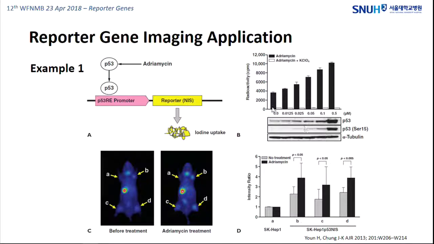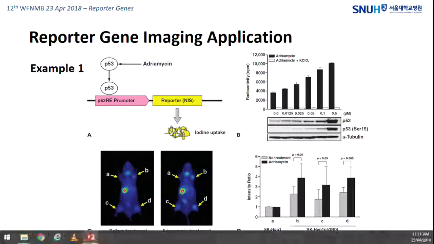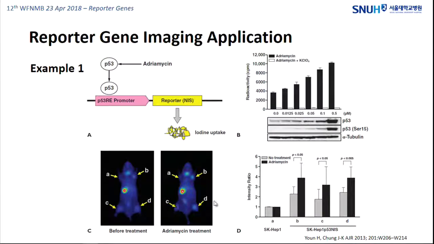And as you see here, when we add the adriamycin, the P53 amount is increased, and the increased amount of P53 can bind to the promoter and produce lots of NIS. So when we introduce this to the cells, and based on the cell number before and after adriamycin treatment, we found that more reporter is accumulated and the iodine signal or the technetium scintigraphy signal is increased after we treated with adriamycin.